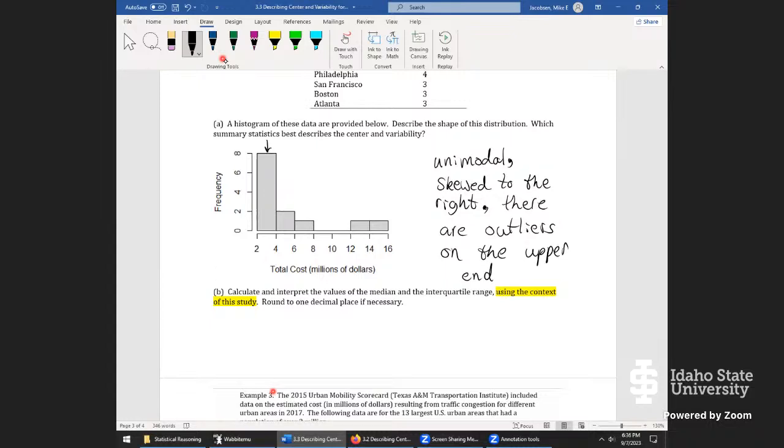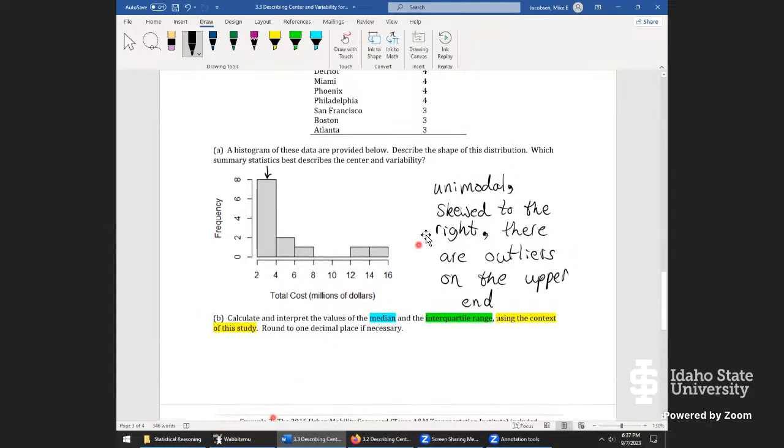So that's the shape of our data. And this is the kind of data where you would absolutely want to use certain values for the center. We'd want to use the median, and we would want to use the interquartile range to describe the variability. And after we do that, we'll say what those represent using the study's context. Again, that's to me kind of the hardest part about this.